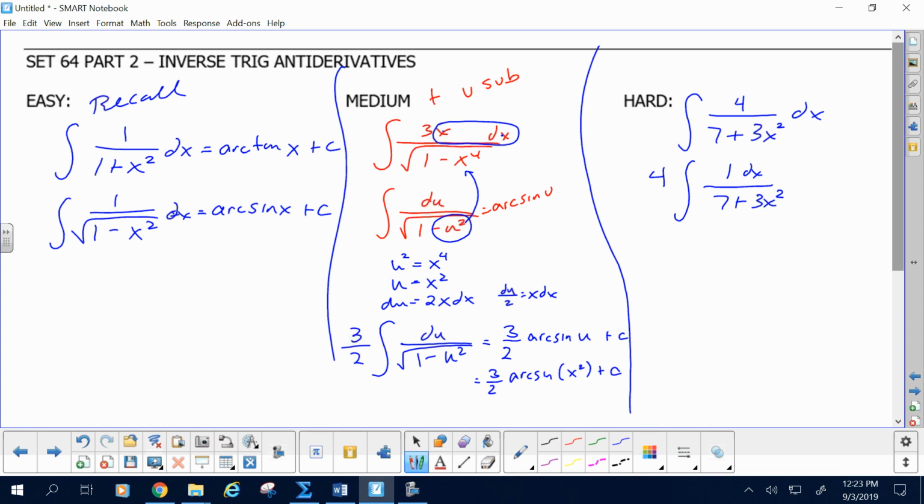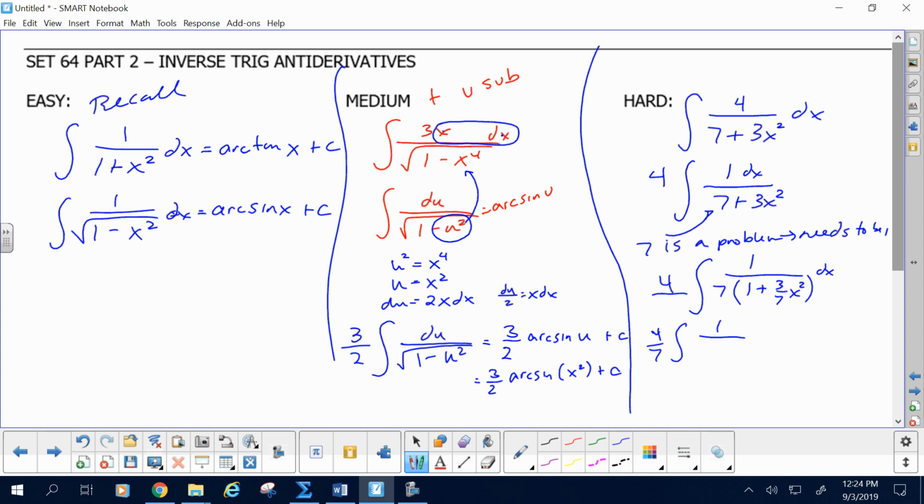Now, what is a problem is the 7. The 7 needs to be 1. What can I do to make that 1? You can factor out that 7. If I factor out a 7, I have to do it for both terms. So if I factor a 7 out of 7, I'm left with 1. Cool. If I factor a 7 out of 3x squared, what is it? 3/7 x squared. So I could call this 4/7 times the integral of 1 over 1 plus 3/7 x squared dx.